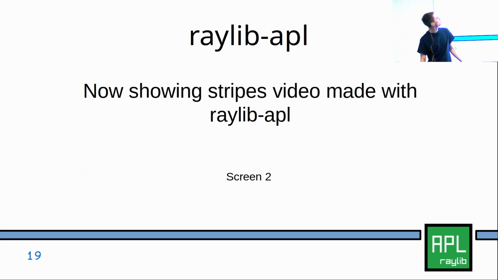Wait, sorry. This is... Oh, right. So first I will show you the raylib-apl version of this. Screen 2. It fills the entire screen nice. And that's a smooth 60 frames per second with stripes going along as proof before. But notice no flashing.